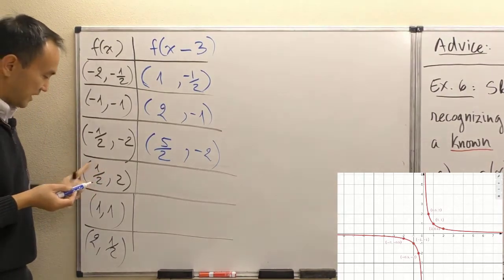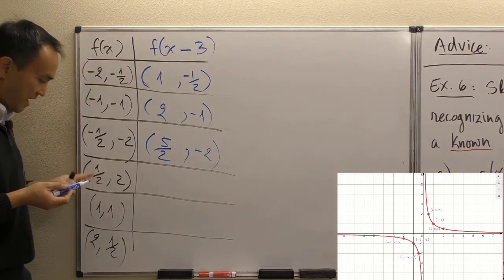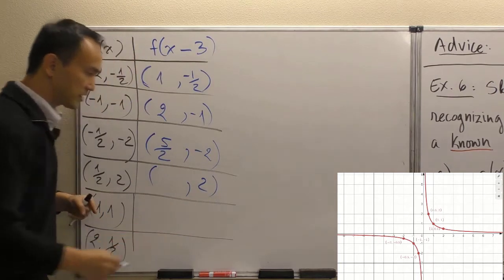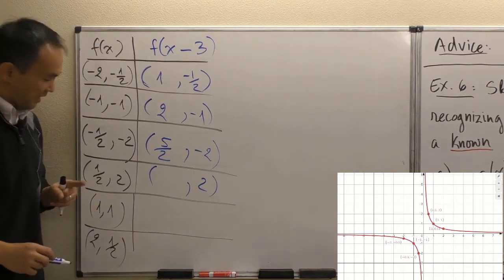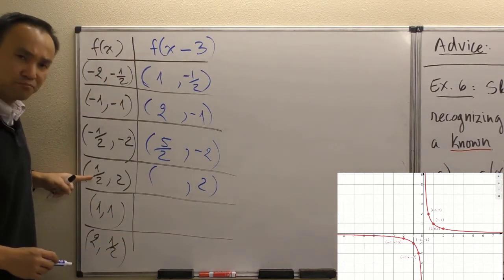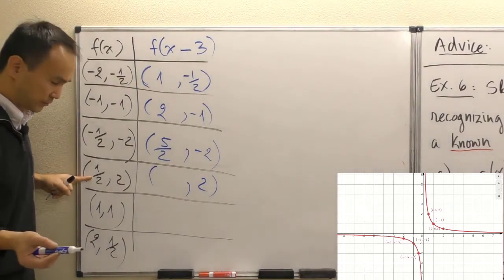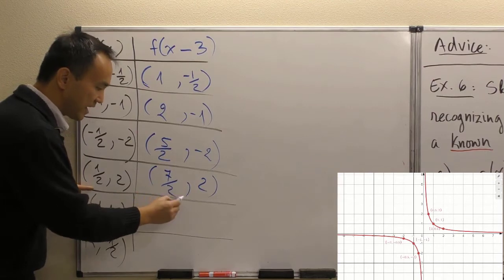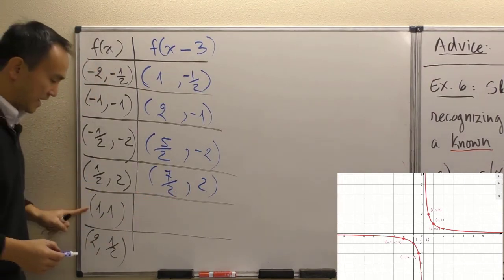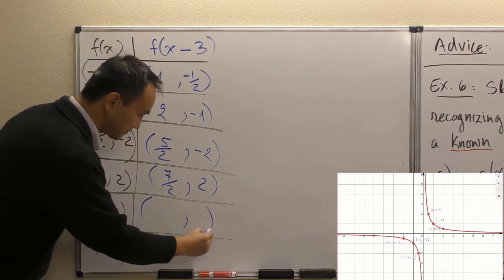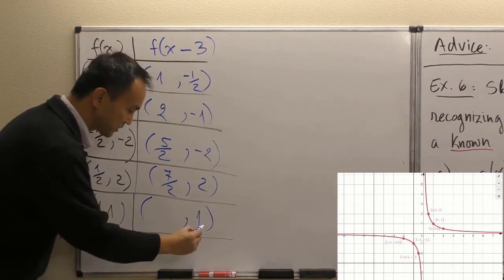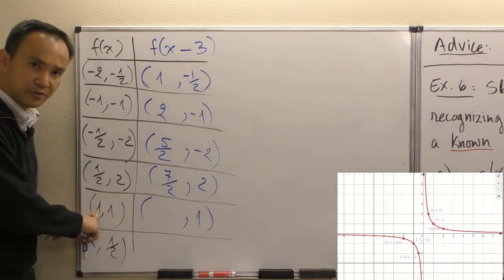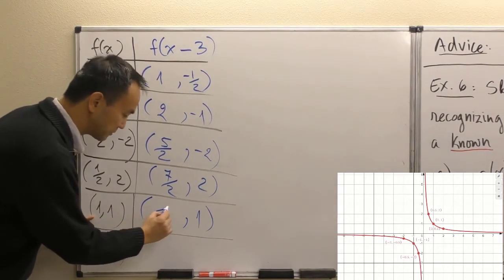So this next point right here at 1/2 comma 2, the y value stays the same, being 2. Okay, but the x value here, 1/2 plus 3. All right, so that will give me 7/2. All right, and then for the next point, the y value stays the same, 1. The x value, we have to add 3 to that. So 1 plus 3, that makes 4.